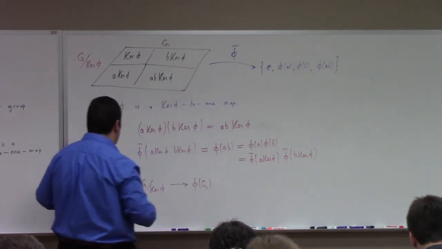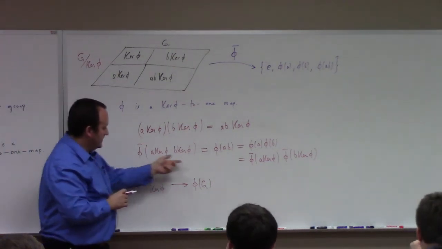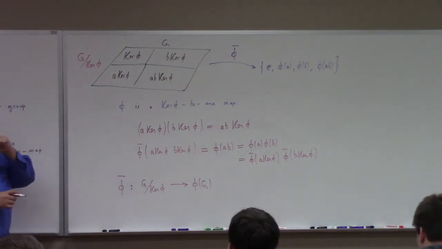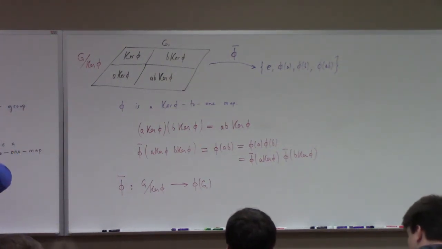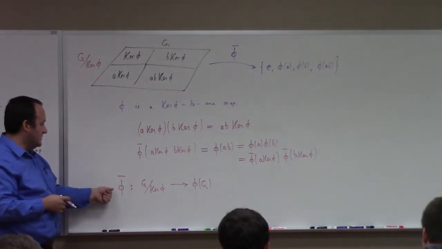So then this mapping I'm describing should be, well, it's definitely a homomorphism, right? Because of how we defined the coset in terms of the kernel and the fact that phi is a homomorphism. And what's the kernel of phi bar?